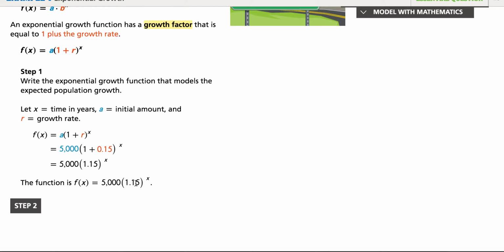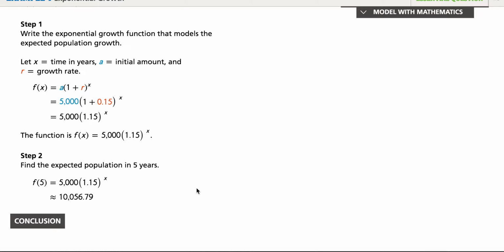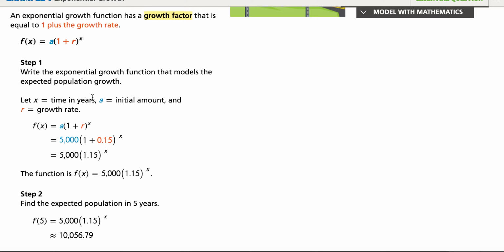Now, step 2. The problem is asking us to find the expected population in 5 years. Now, what variable do we have for 5 years? Don't forget the time, right? Let's go back to how we broke down the variables. x was time in years. So in this case, x is 5.